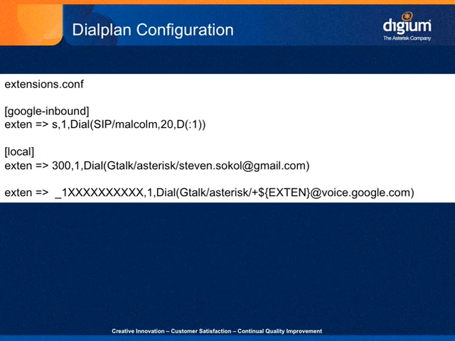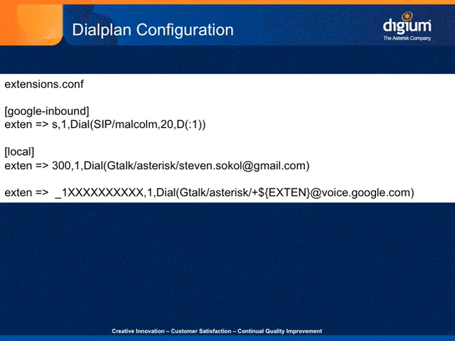Okay. Now let's talk about dial plan. We want to know how to get calls in and out of Asterisk over Google. So this is what it looks like. For incoming calls, look at the Google inbound context. Here, we're going to match on any otherwise unmatched incoming call, and we're going to send it to dial a SIP phone that's registered as Malcolm.